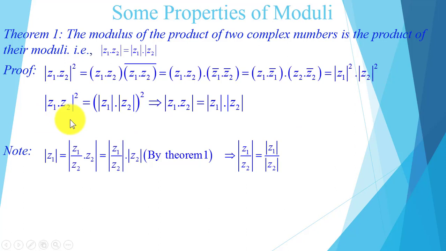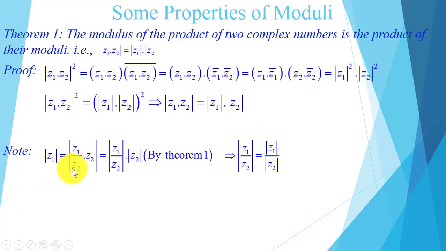Now modulus z1 into z2 whole square is equal to modulus z1 into modulus z2 whole square, which implies that modulus of z1 into z2 is equal to modulus z1 into modulus z2, that is, modulus of product of two complex numbers is equal to the product of their moduli.